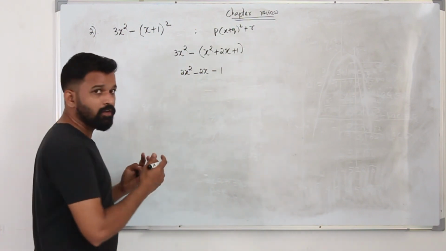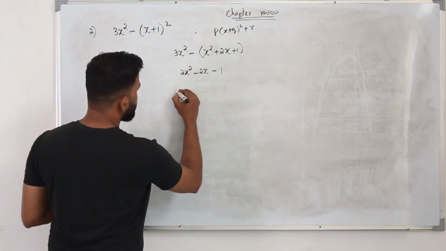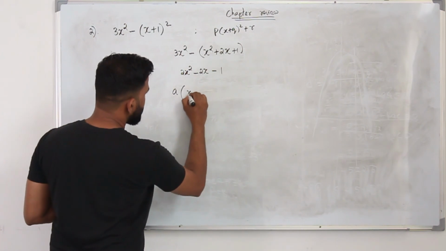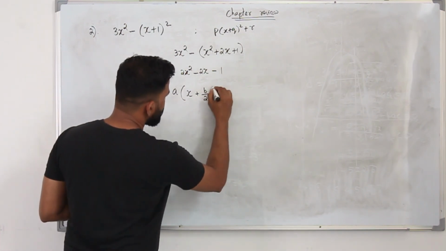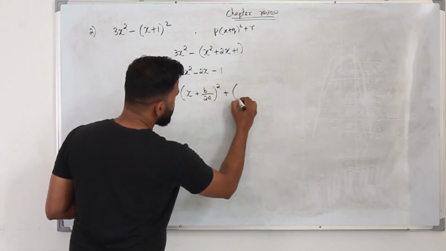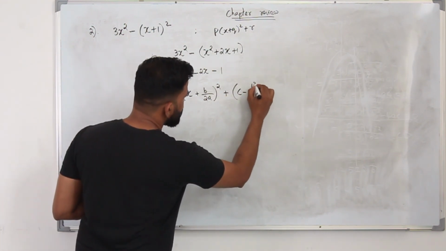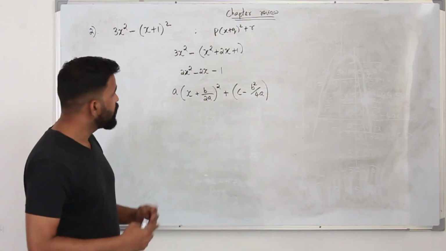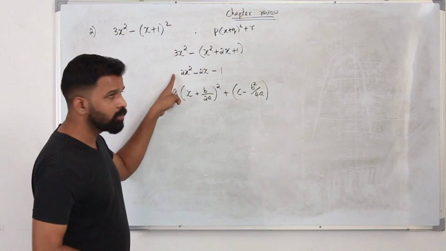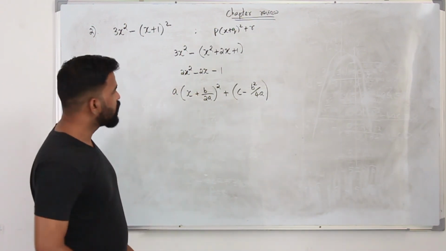Now apply the formula for completing the square. You can apply this formula: a times (x plus b by 2a) whole square plus c minus b square upon 4a. You need to memorize this. If you don't know, take 2 out and apply the completing the square method.